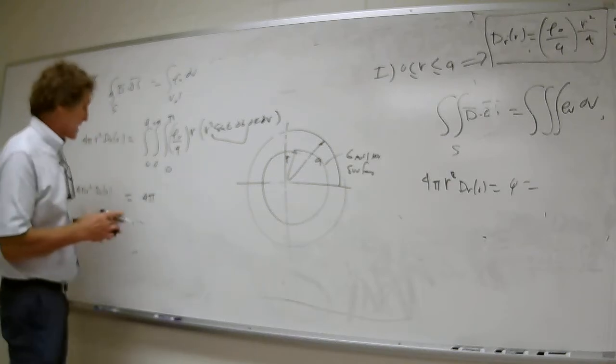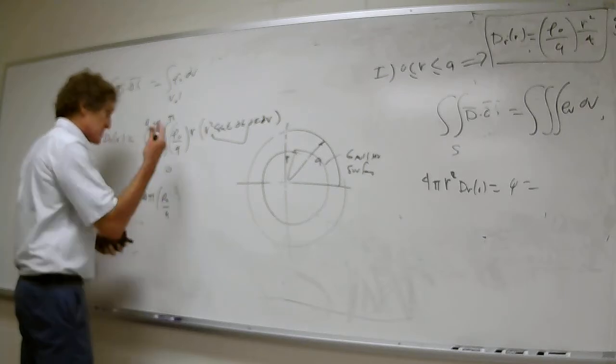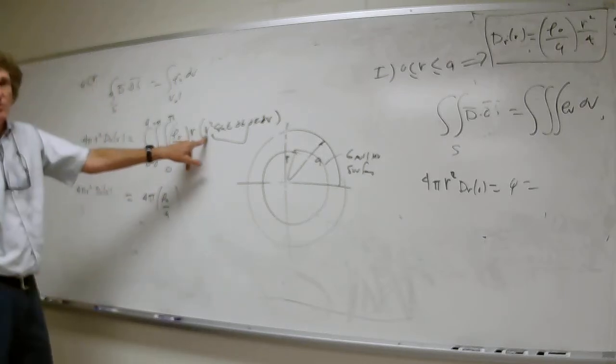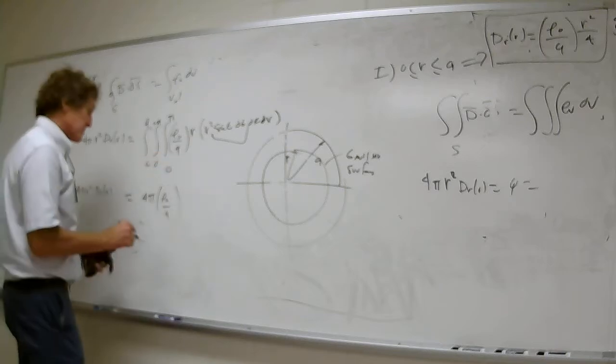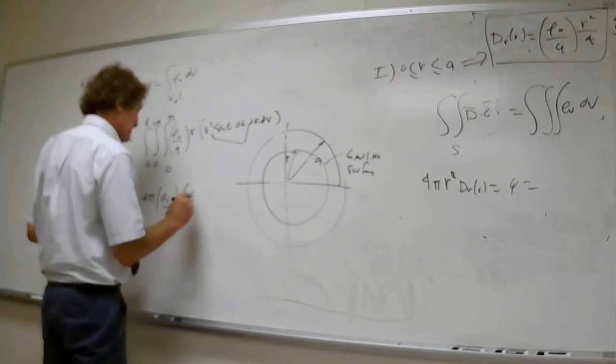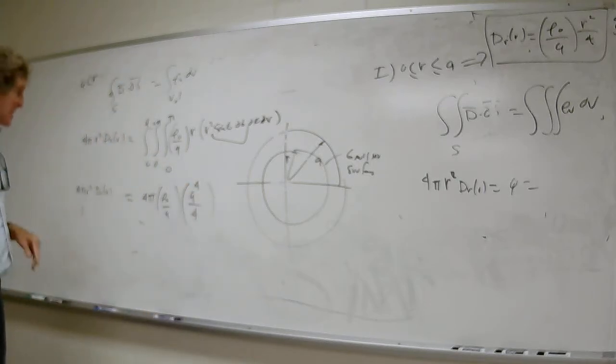Now I've got to account for rho naught over a, those are constants. Now I have r cubed integrated. That's r to the 4th over 4, correct, class? From 0 to a is really a to the 4th over 4.